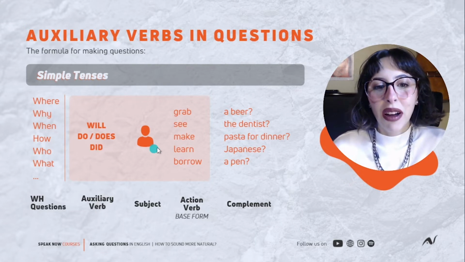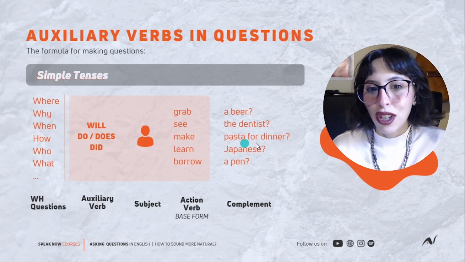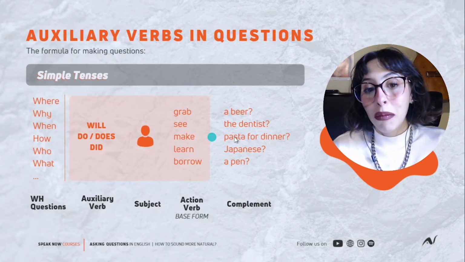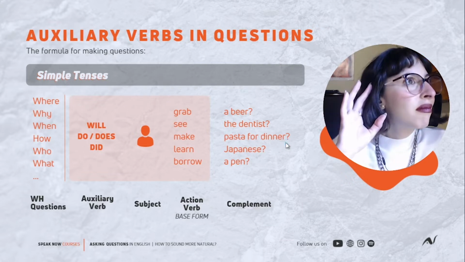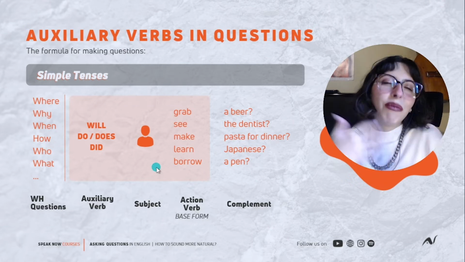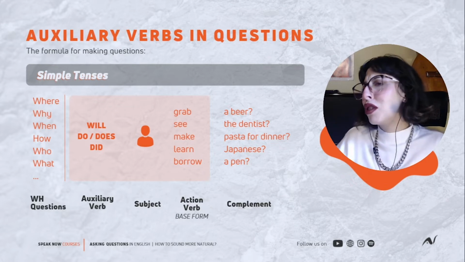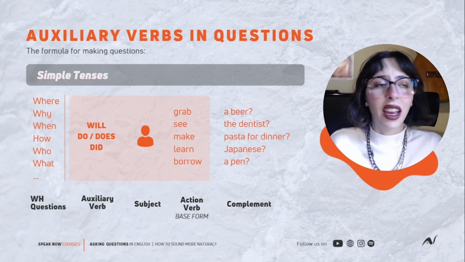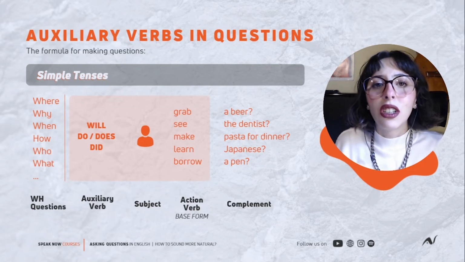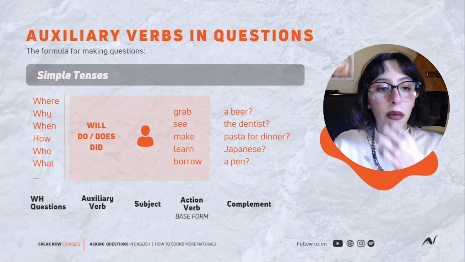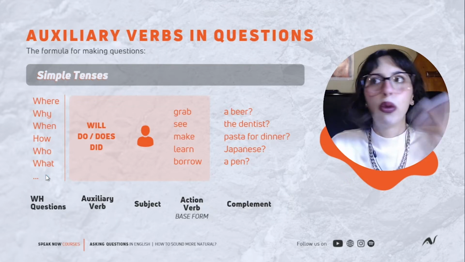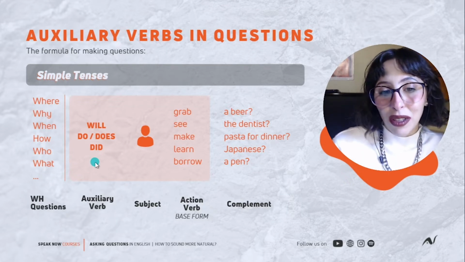How does your mother make pasta for dinner? How does she do that? Repeat this example, please. How does your mother make pasta for dinner? And then, because I asked how, you will give me that information. You will explain to me, she makes the pasta beforehand and she reserves it for later on at night. She cooks dinner and so on. So you are going to give me more information if I include a WH question like where, why, when, how, who, what, etc.